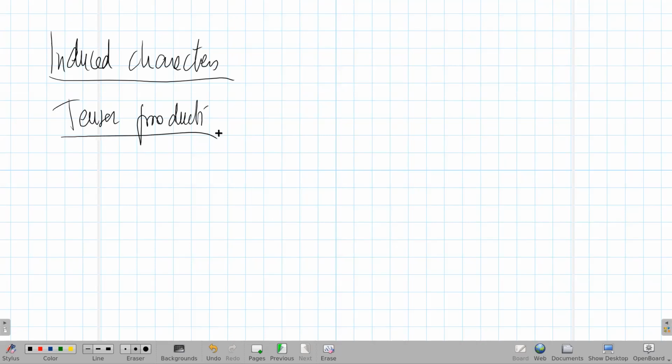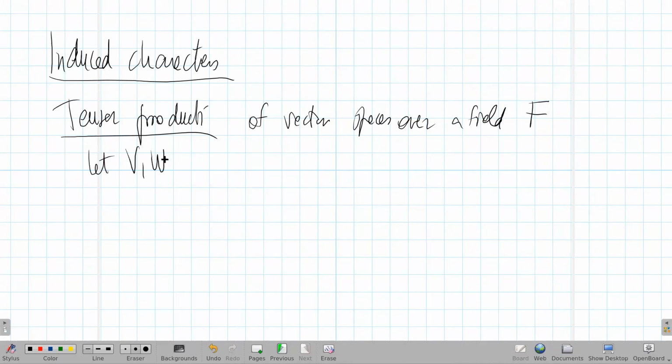So you are surely familiar with tensor products. Let's begin with vector spaces over a field, say F. So, start discussing this. And the idea of this vector space is the following. Let V and W, to simplify things, be finite dimensional vector spaces over the field F.